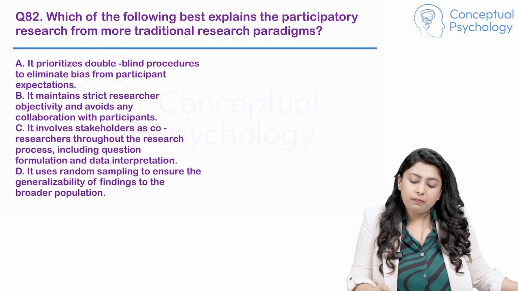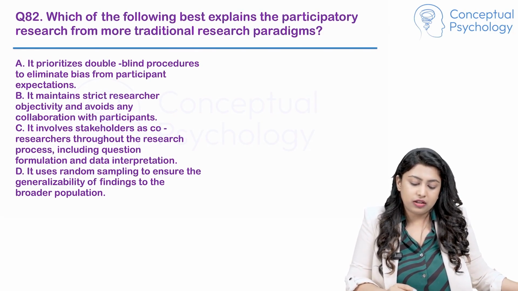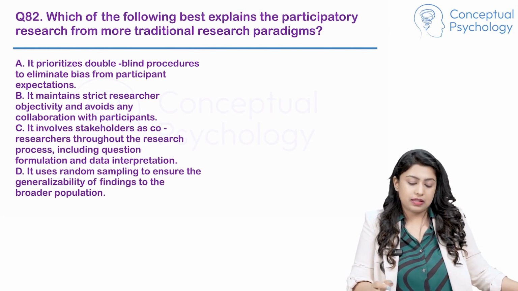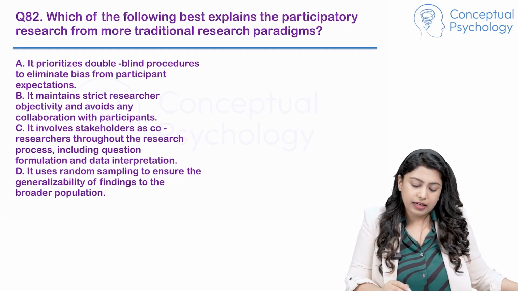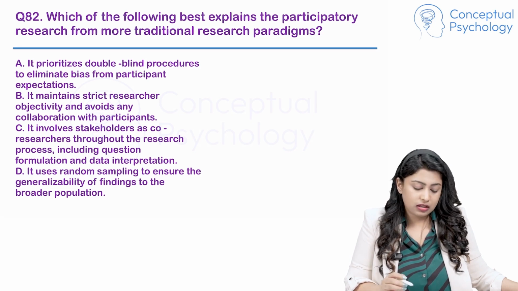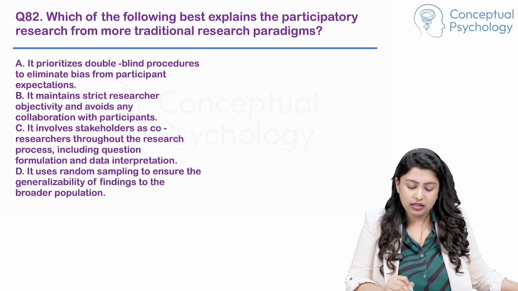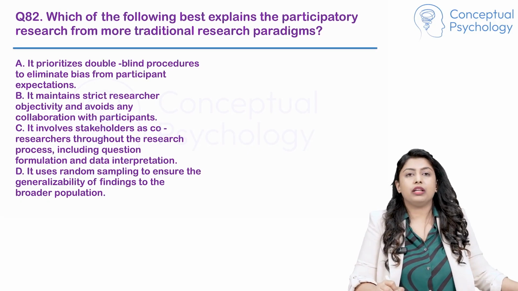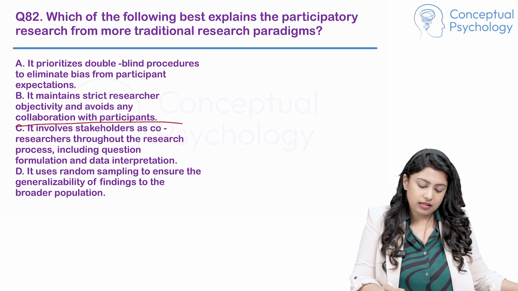Now, which of the following best distinguishes participatory research from more traditional research paradigms? A. It prioritizes double-blind procedures to eliminate bias from participant expectations. B. It maintains strict researcher objectivity and avoids any collaboration with participants. C. It involves stakeholders as co-researchers throughout the research process, including question formulation and data interpretation. And D. It uses random sampling to ensure the generalizability of findings to broader populations. The correct answer here is C.